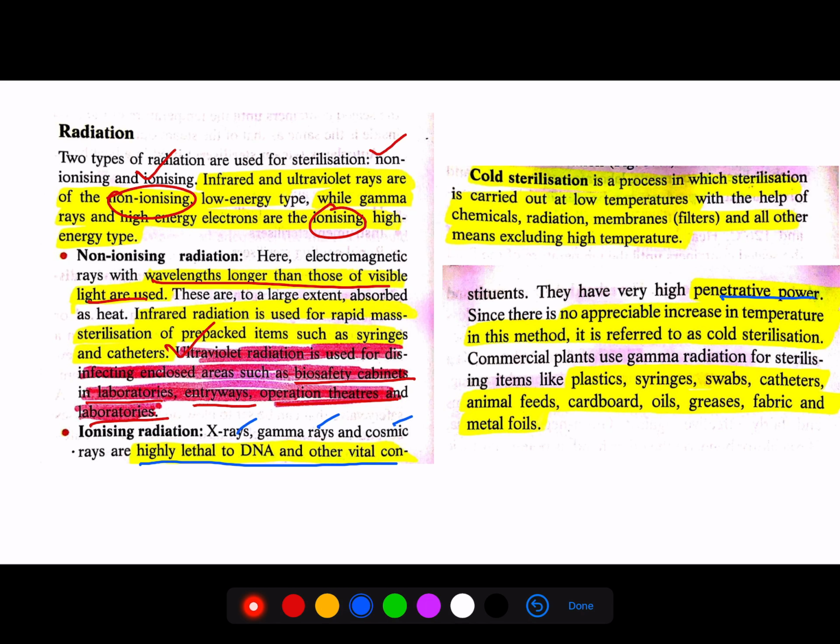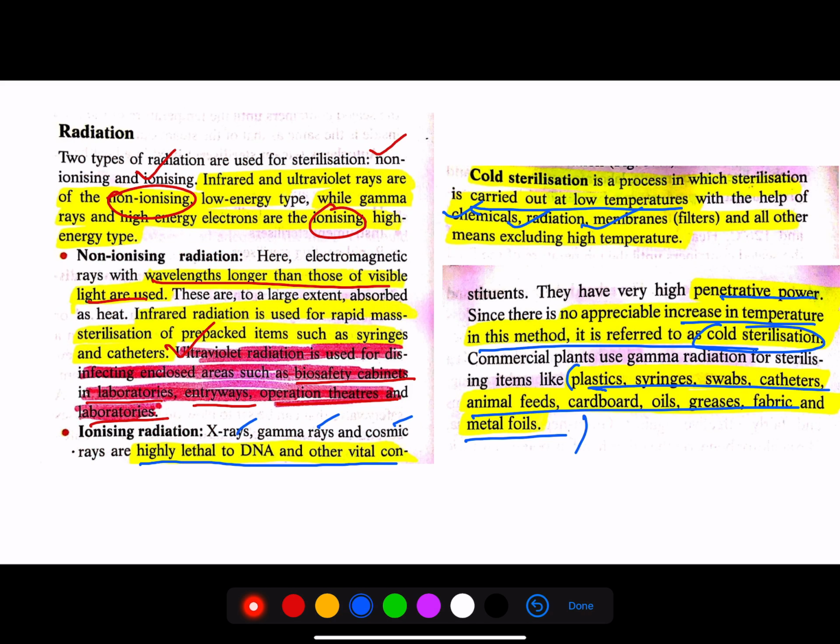They don't increase the temperature. So these come under cold sterilization. Please do make a note of what is disinfected or sterilized by cold sterilization. This is the list. Cold sterilization is a sterilization in which the sterilization is carried out at a very low temperature. That can be chemical, radiation, or membrane filters. All these come under cold sterilization.